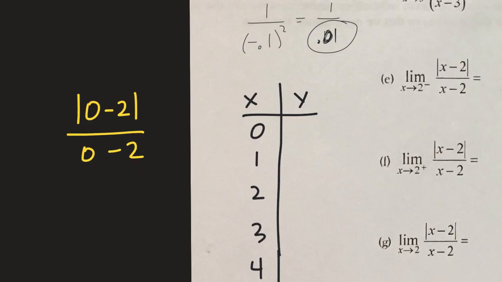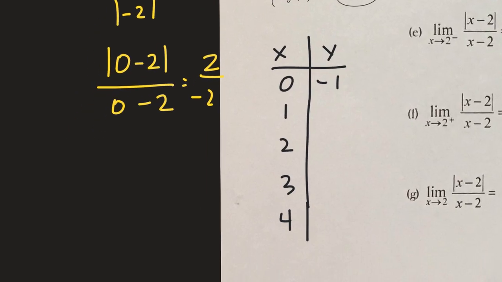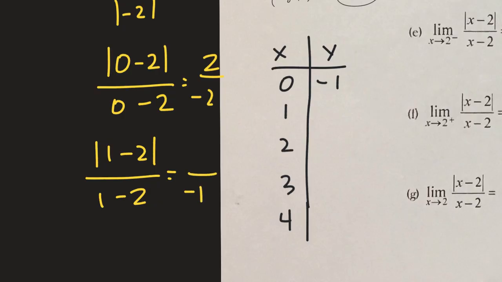So on top, absolute value makes things positive. So 0 minus 2, yes, that's negative 2, but in absolute value, that becomes a normal positive 2. But in the denominator, I have a negative 2. So positive 2 divided by negative 2 is negative 1. Okay, and then the same thing for 1. 1 minus 2 in absolute value over 1 minus 2. So 1 minus 2 is negative 1. So in the denominator we have a negative 1, but in the numerator, in absolute value, it becomes a positive 1. Positive 1 divided by negative 1 is negative 1.